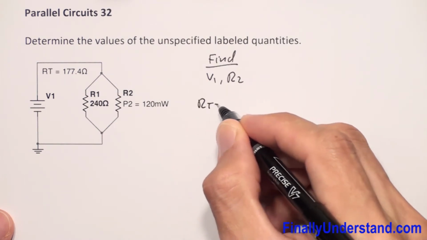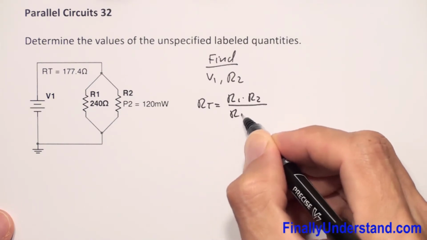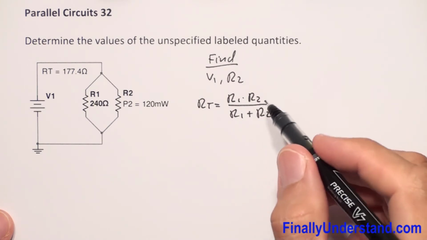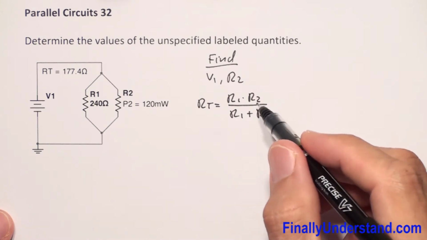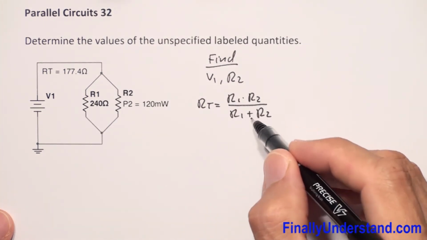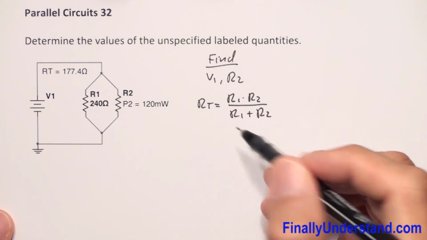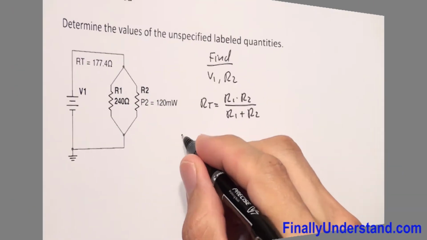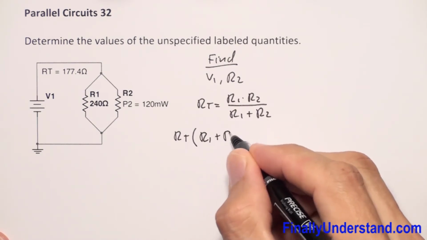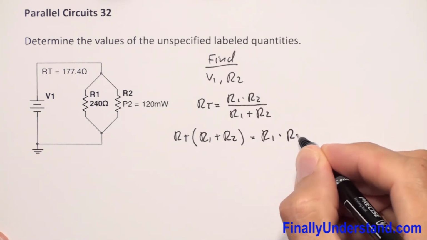So R total is equal R1 times R2 over R1 plus R2. In order to find the value of resistor R2, I have to rearrange this formula. In order to rearrange this formula, I have to eliminate the fraction. If you want to eliminate the fraction, you have to multiply both sides of the formula by the denominator. So I'm going to have RT times (R1 plus R2), this is equal R1 times R2.